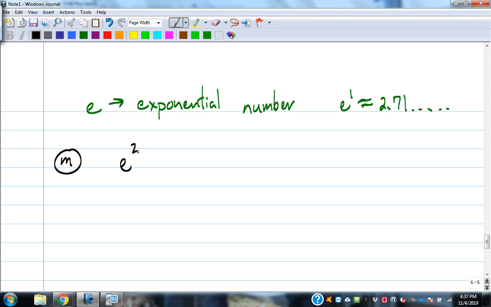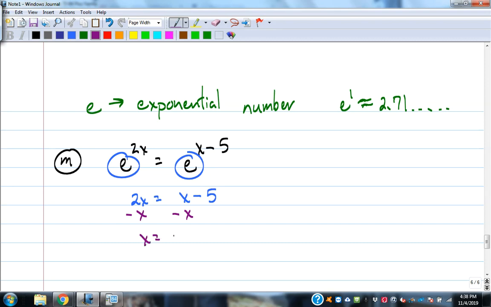So e to the 2x is equal to e to the x minus 5. So you see that you have the bases that are already the same. So it's a very easy solve here. You just set up the equation and solve it. So subtract x. So that'd be x is equal to negative 5. And that's your answer. And we could plug it back in and check it if you wanted to.